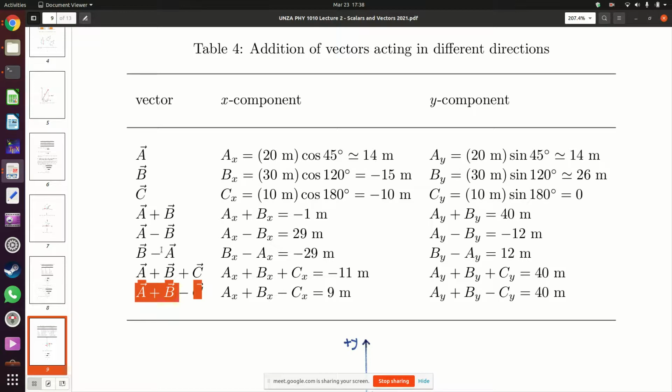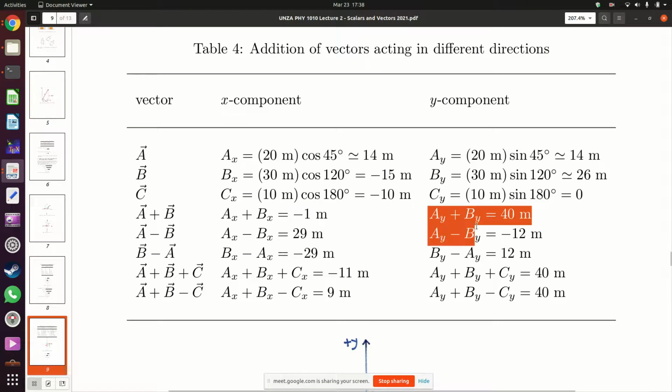Is that clear? For a plus b, the x component is pointing in the negative direction and has a size of 1. The y component is pointing in the positive direction and has a size of 40 meters. So we can get this information and put it on an xy plane so that we find out in which direction. Sorry?